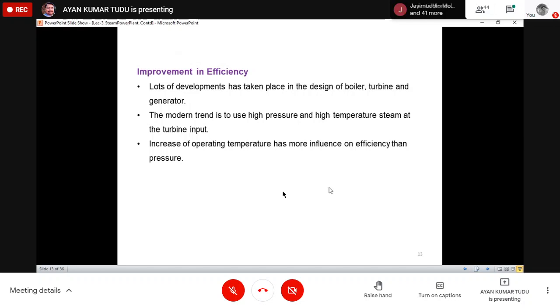Okay, so the modern trend, as you can see, is to use high pressure and high temperature steam at the turbine input. Increasing the operating temperature has more influence on efficiency than pressure. So the modern trend is to use high pressure and high temperature steam at the turbine input. The modern high pressure boilers are actually known as Benson boilers. Okay, we were talking about the boilers next.